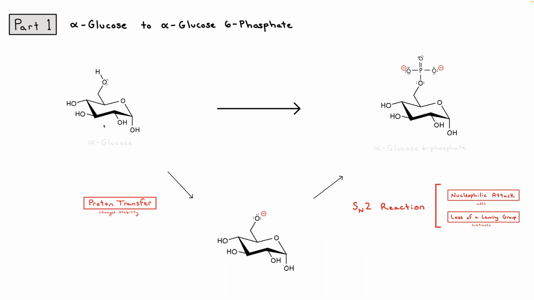The first was a proton transfer. We used a hexokinase to rip an H+ off of the oxygen on carbon number 6 of alpha-glucose. That turned the slightly negative oxygen, which was a weak nucleophile, into a fully negative oxygen, which is a strong nucleophile. That could then do an SN2 reaction by attacking, doing nucleophilic attack on the phosphorus of ATP. ADP acts as a leaving group. And because you have nucleophilic attack and loss of a leaving group happening at the same time, this is classified as an SN2 reaction. The overall purpose of this first part of glycolysis is that we put a phosphate group on that oxygen on carbon number 6 of alpha-glucose. So alpha-glucose turns into alpha-glucose-6-phosphate.